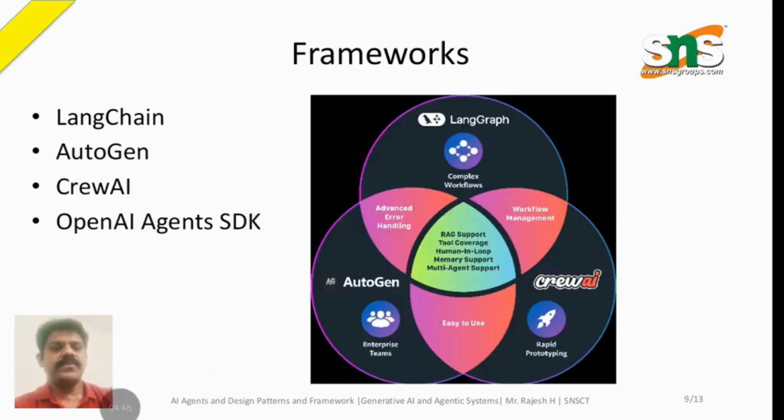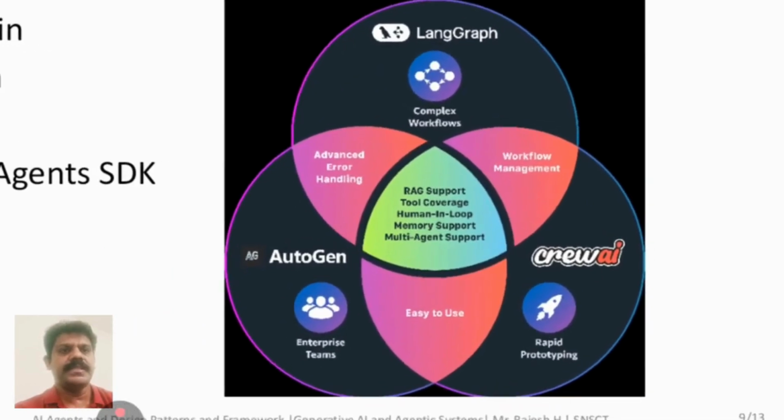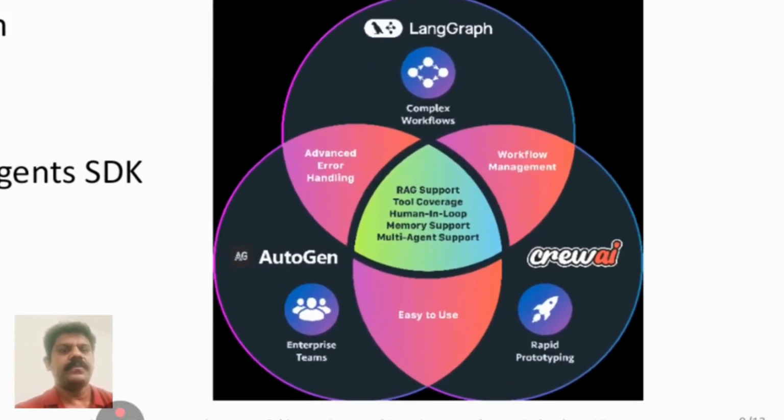So here is the framework with plenty of examples: LangChain, AutoGen, CrewAI, OpenAI. These are all the most popular AI agents currently in use, and their speciality and the combinations are also explained.